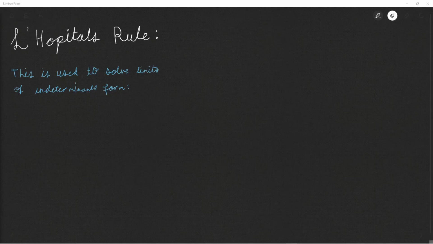So today we're going to be talking about L'Hopital's rule, and when we're using L'Hopital's rule, this helps us to solve limits that result in indeterminate forms like 0 divided by 0 or infinity divided by infinity. So the first thing we're going over is just a reminder of what an indeterminate form is.